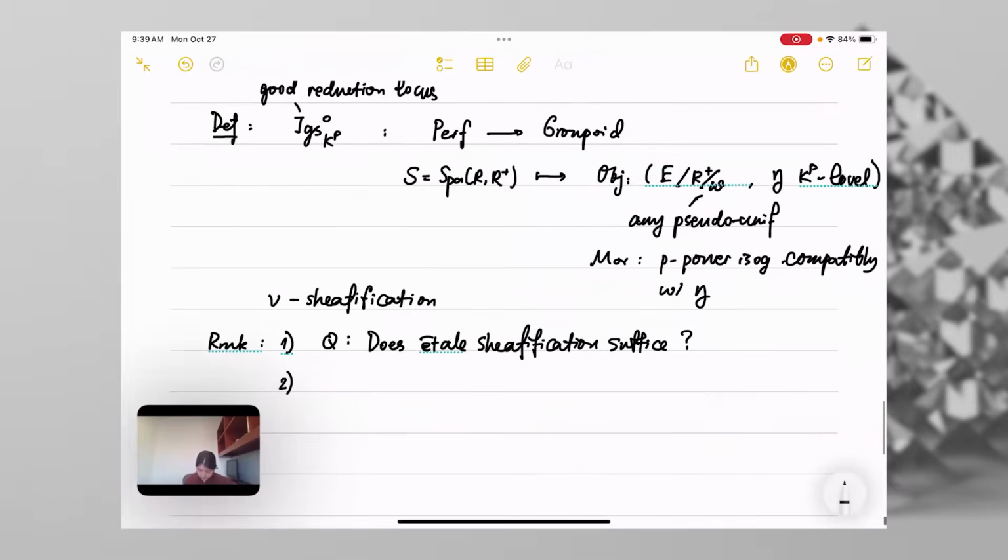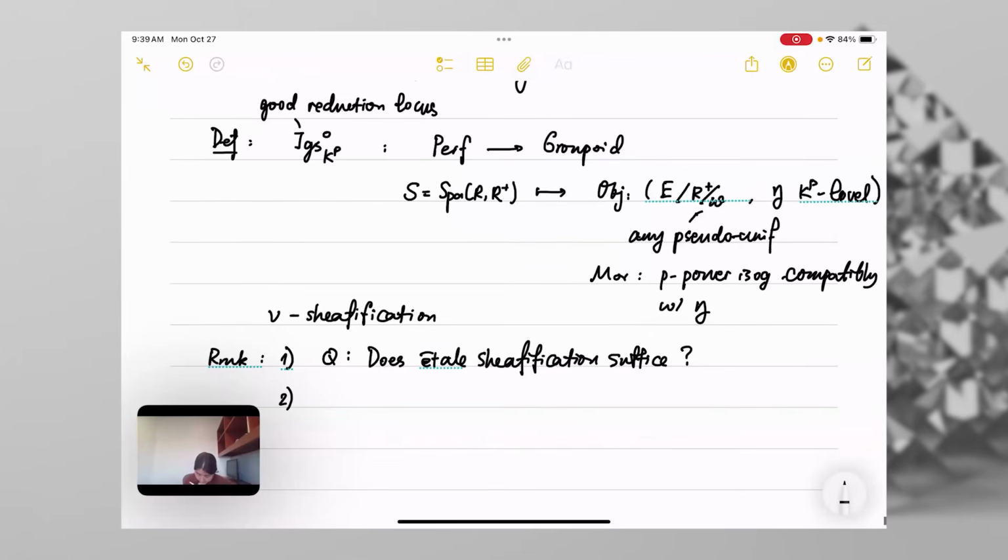A second remark I want to make is that the stackiness of this moduli problem is rather mild, basically coming from this level here. Namely, if you pass to infinite level away from p, then this thing is actually zero-truncated. The reason is that the moduli problem will already be rigidified by the requirement that the p-power isogeny preserves this away-from-p trivialization of the away-from-p Tate module.